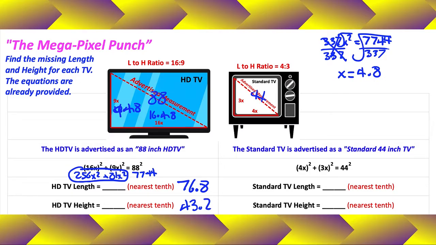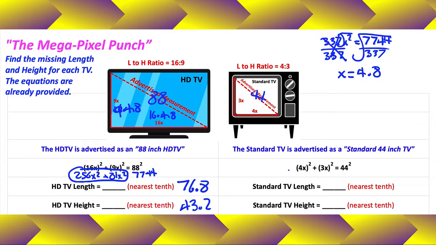Okay, so again, the equation's already set up. You just need to square it, rewrite it, and combine the like terms. You're going to have an x squared and an x squared. Put the x squares together, divide by that number, square root both sides, nearest tenth, 4.8. Once you get 4.8, plug it in times 16, plug it in times 9. There's going to be your length and your width for the HD TV.